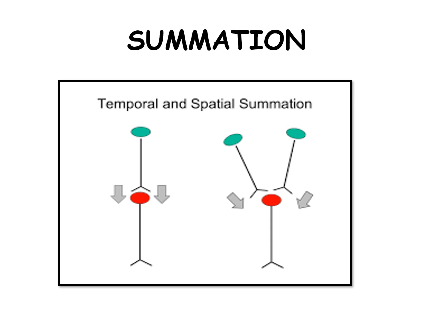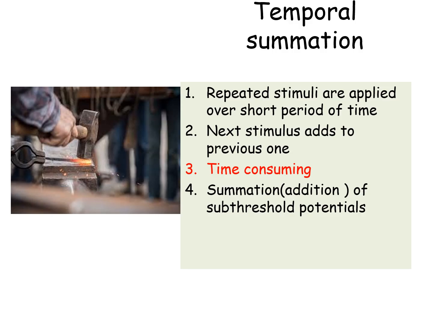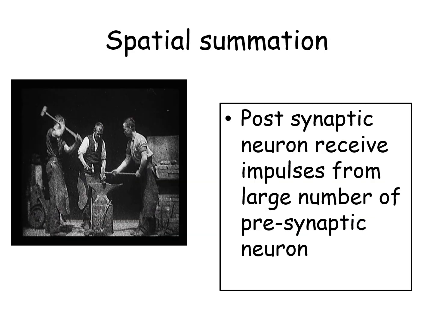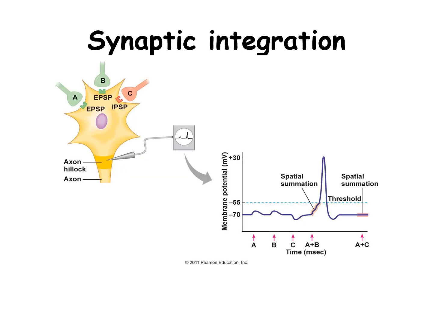So summation can be temporal summation or spatial summation. Just by looking at this figure, what do you see? That's temporal summation. There is only one presynaptic neuron and one postsynaptic neuron, and firing of the presynaptic neuron after repeated periods results in summation. Whereas in spatial summation, we have different presynaptic neurons converging onto one postsynaptic neuron, resulting in firing of an action potential. So temporal is nothing but repeated stimuli applied over a short period of time. The first stimulus adds to the next, to the next, to the next, so it results in summation. Whereas in spatial summation, a number of neurons converge on a single postsynaptic neuron, resulting in a change in membrane potential.